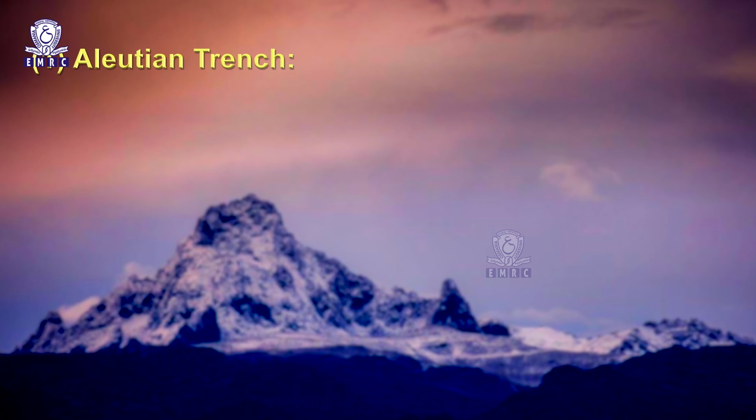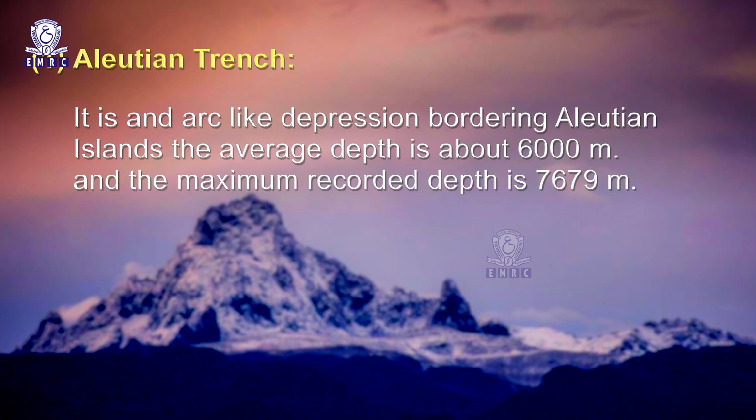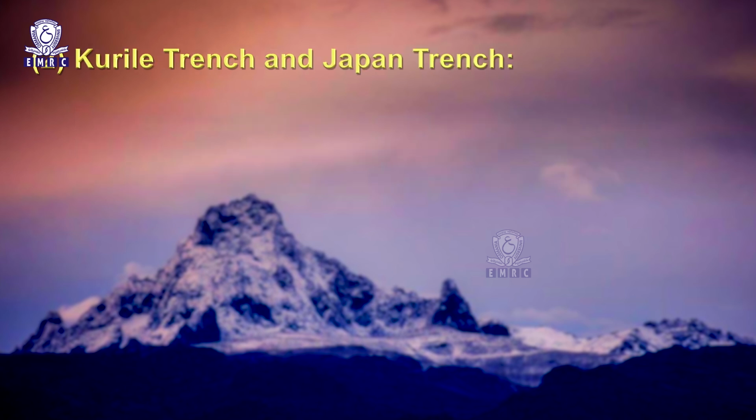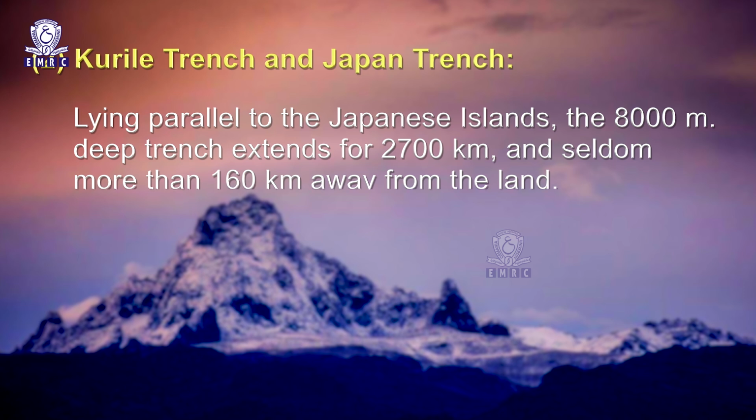The Aleutian Trench. It is an arc-like depression bordering the Aleutian Islands. The average depth is about 6,000 meters and the maximum recorded depth is 7,679 meters. Kuril Trench and the Japan Trench, which lie parallel to the Japanese islands. The 8,000 meters deep trench extends for 2,700 kilometers and is seldom more than 160 kilometers away from the land. In it are situated Ramapo Deep.